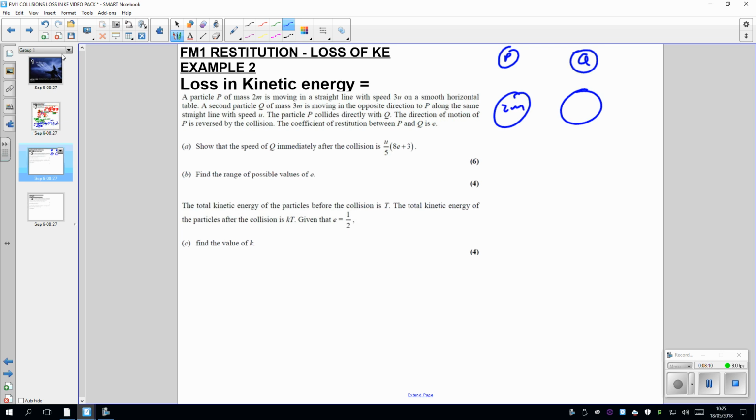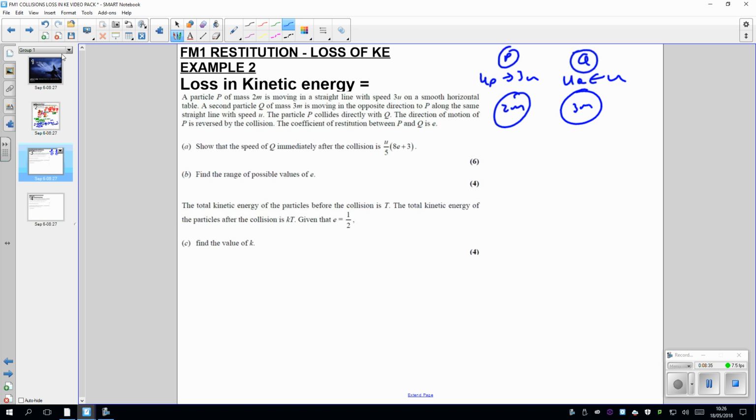So, 2m, and it's moving with speed 3u. So, 3u. And 3m for Q. It's moving the opposite direction with u. So you're pretty familiar with this now. Feel free to skip ahead. You actually do the question and then see if we agree. And you can check back the video for the method.